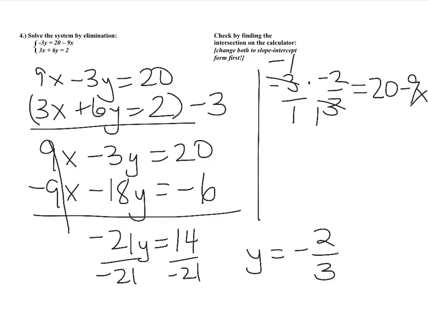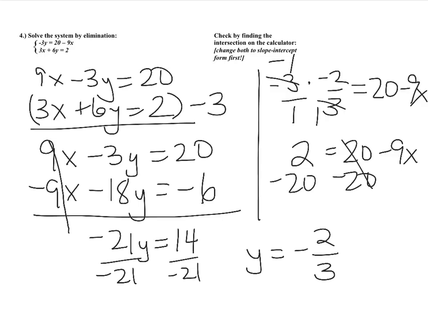Negative 1 times negative 2 is positive 2. Positive 2 over 1 is just 2. So I get 2 equals 20 minus 9x. And then solve for x. So we're going to subtract 20 from both sides. 2 minus 20 is negative 18 equals negative 9x.